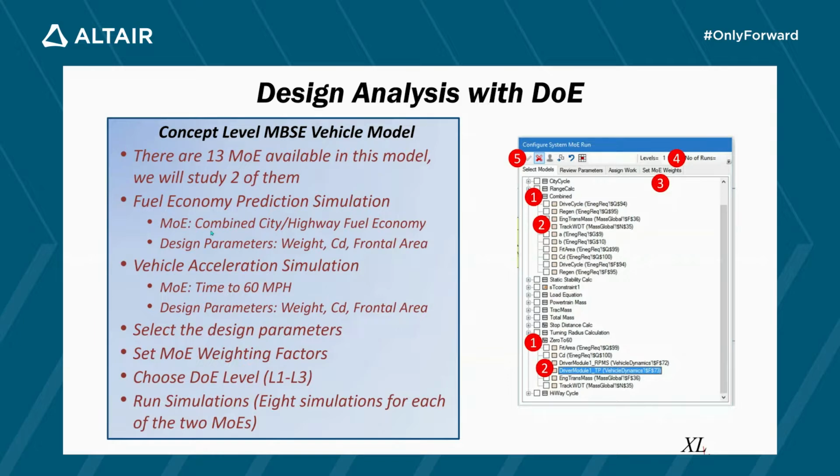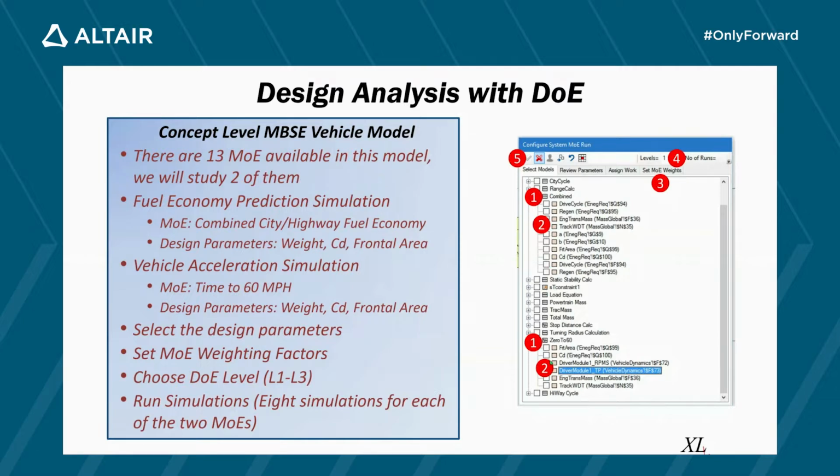In the fuel economy area, I have an MOE that I'm going to select called City Highway Combined Fuel Economy. The design parameters are weight, coefficient of drag, and frontal area. And the other MOE is the time to accelerate to 60 miles an hour from 0. And the design parameters, again, are weight, coefficient of drag, and the frontal area. So the process is quite simple. You select the MOE here, 0 to 60, and combined.